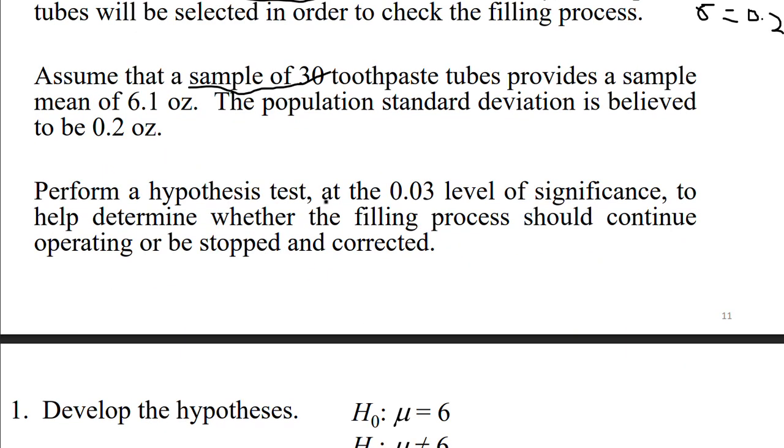Now, take a look at something here. Perform a hypothesis test at a 0.03 level of significance. And so our level of significance is not always going to be 0.05. In this case, we're looking at a 0.03 level of significance to determine whether the filling process should continue operating or be stopped.